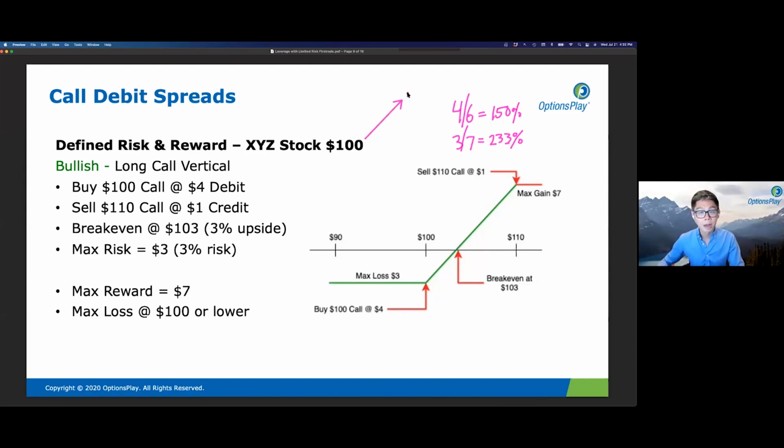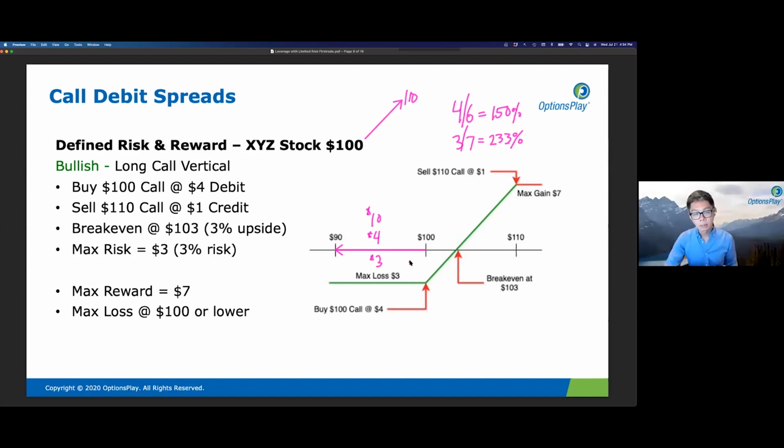So for the exact same outcome, the stock going from 100 to 110, if I bought the stock, I'm looking at a 10% return. If I buy just a call option, I'm looking at a 150% return. If I'm looking at a call spread, I'm looking at a 233% return. And remember, what happens if the stock declines to $90? How much do I lose? If I bought the stock, I would lose $10 a share. If I bought the call option, I would lose $4 per share. If I buy this call spread, I would only lose $3 per share.